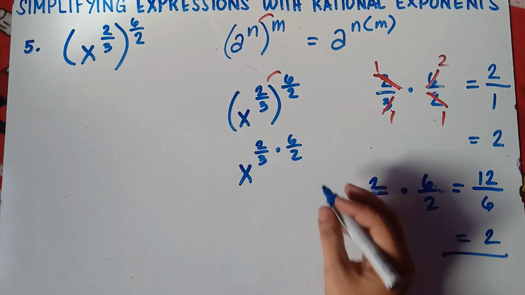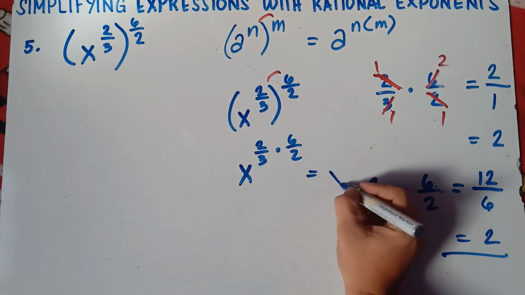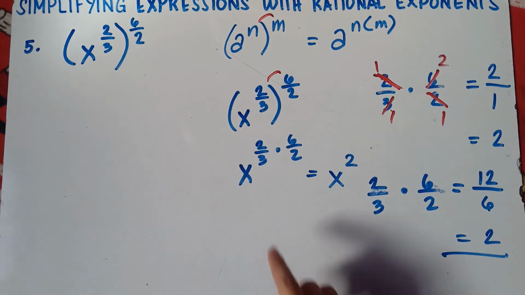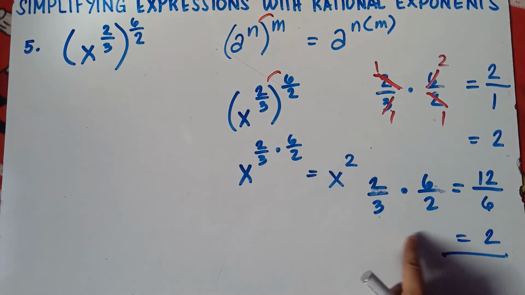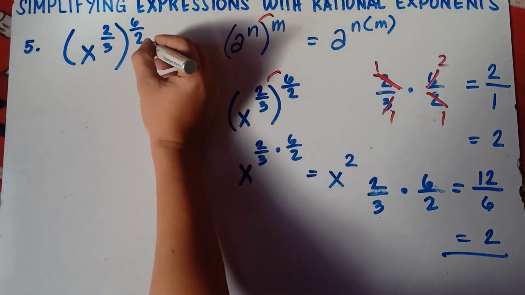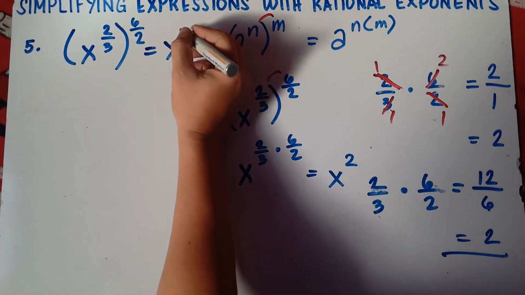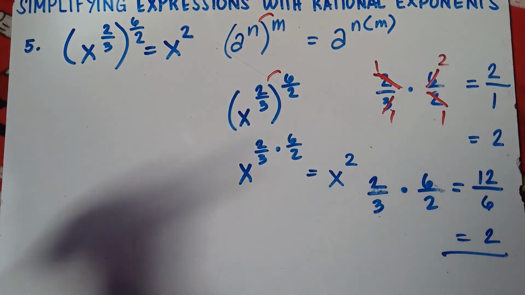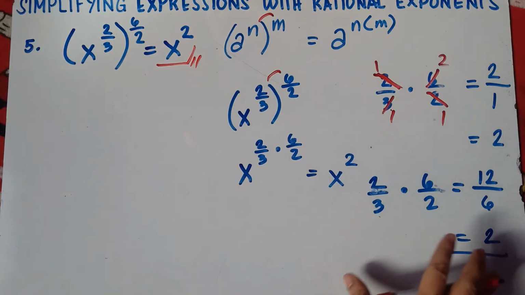Okay, so our answer for this one is x raised to the power of 2. So 2 over 3 times 6 over 2, that is 2. So therefore, the answer for this one is x squared. Alright, so you pause the video, class. I will be erasing this one.